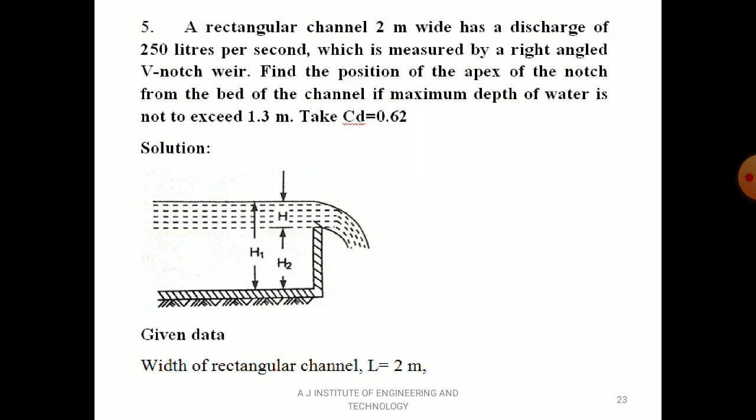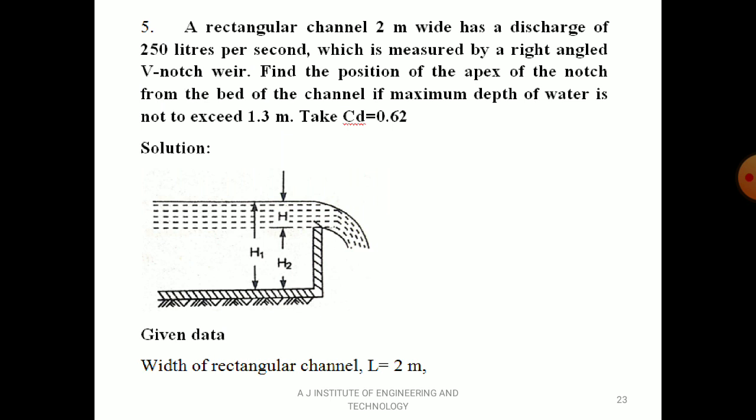So fifth problem: a rectangular channel 2 meter wide has a discharge of 250 liters per second, which is measured by a right angle V notch weir. Find the position of the apex of the notch from the bed of the channel if the maximum depth of water is not to exceed 1.3 meter. Take CD equal to 0.62.